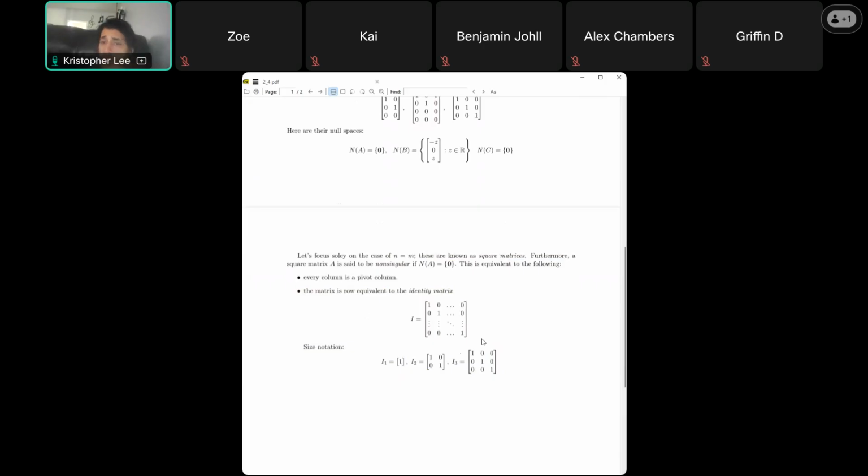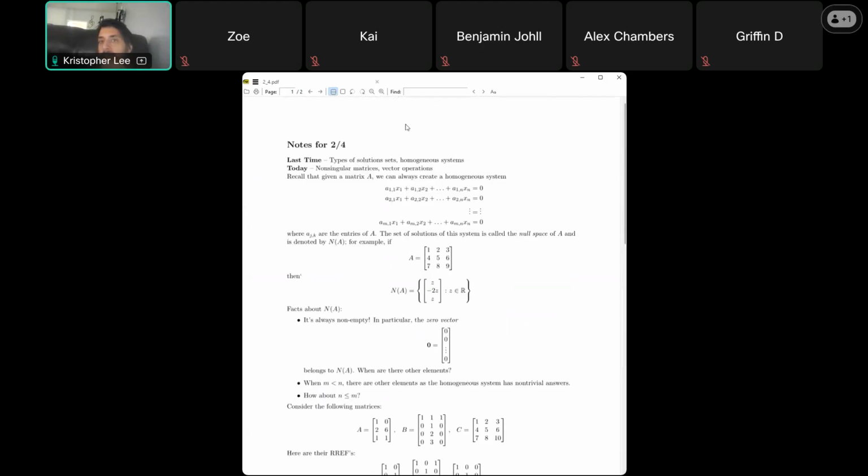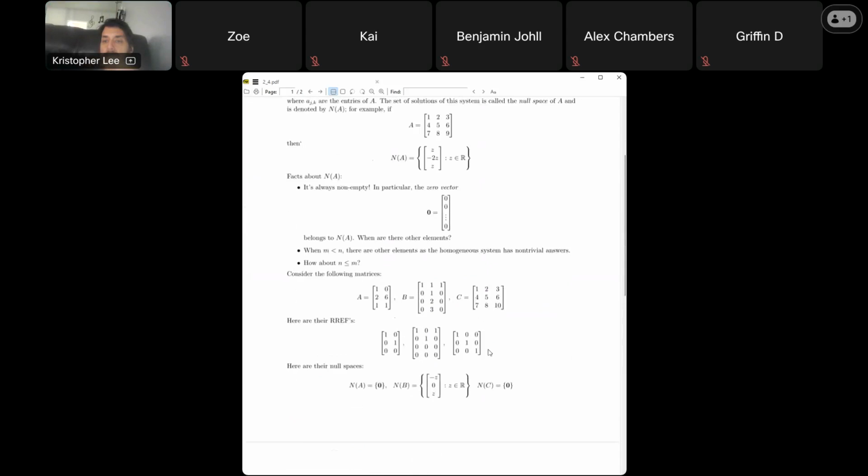Every column is a pivot column and a row equivalent to the identity. We have all this beautiful stuff set up, and this is going to be great again once we start talking matrix operations, because we'll have an identity that we can work with, hence the name. But before we can get to matrix operations, we're now going to address the next topic for today, vector operations. So we'll build our way up to matrices by first addressing the case of vectors.